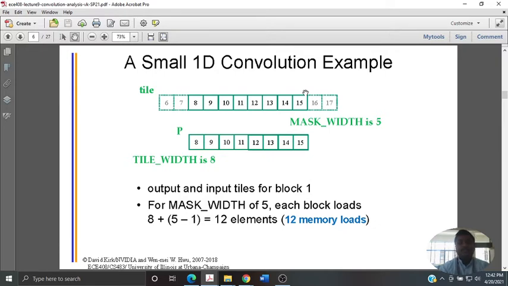Previously, we had an example of output tile width 4 and input tile width 4. Now we have an output tile width of 8, but the mask width is retained as it is. In lecture 8, if you want to recollect, output tile width was 8 elements, and mask width was 5, so mask width minus 1 is 4. So 4 plus 4 were 8 elements.